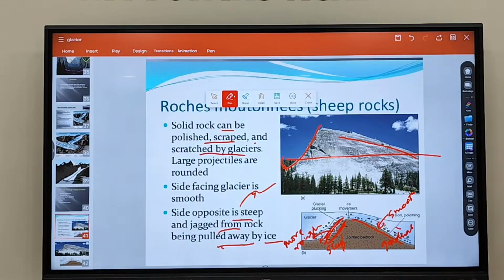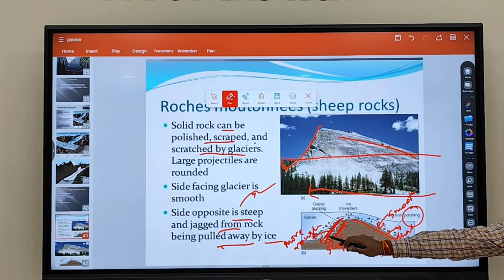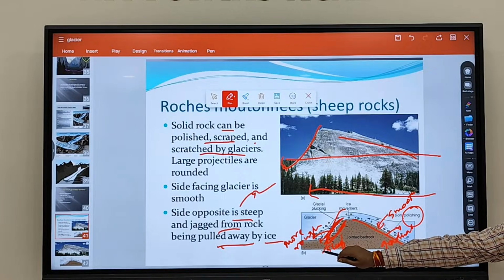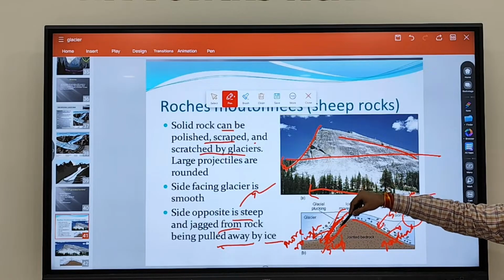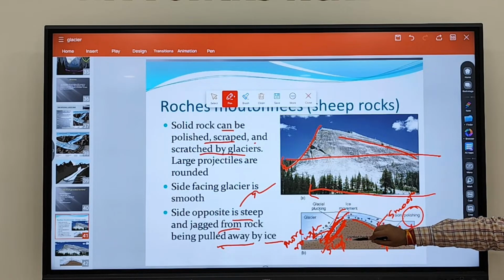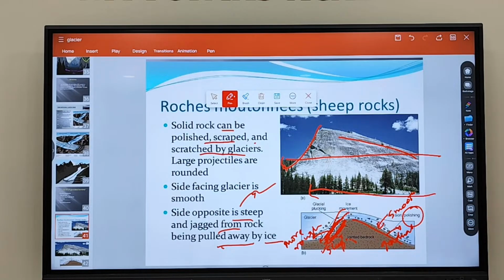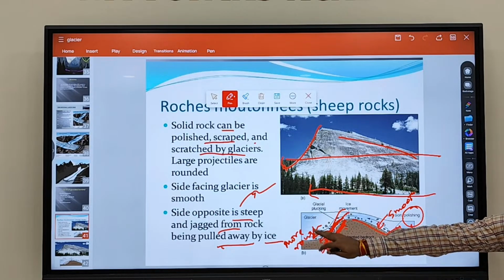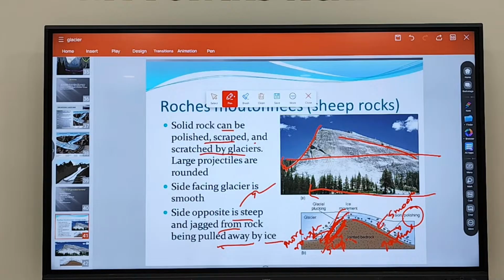So this phenomenon is referred to as what? This phenomenon, or this type of landform structure, is referred to as a Roche Mountain. Fine. So ice has to move from where to where? From here to here. So the part that is facing the ice will be more polished, but the part that is away from the ice, when ice comes down from here to here, it will create very steep slopes, and abraded rocks are going to be there. Clear? And rough things are going to be created. So this is called a Roche Mountain.